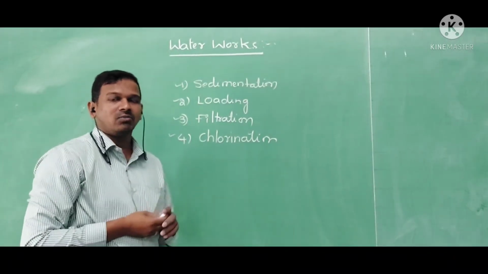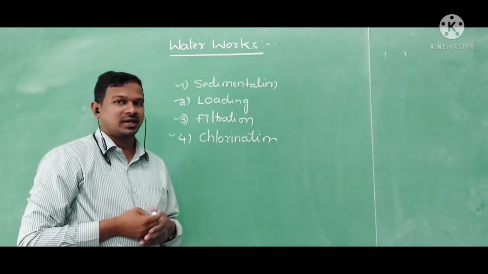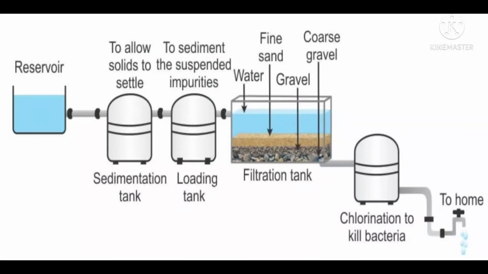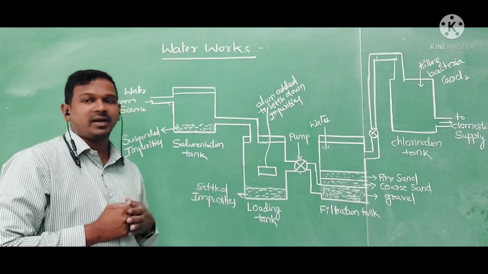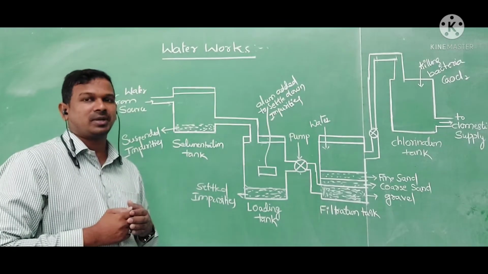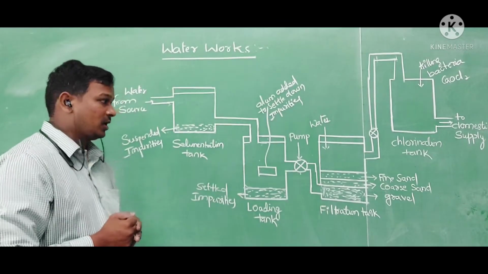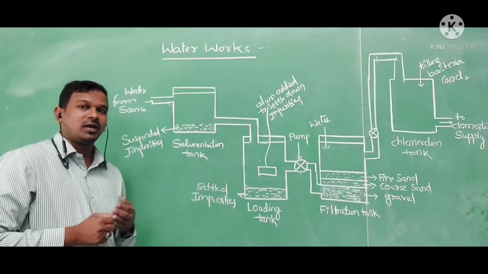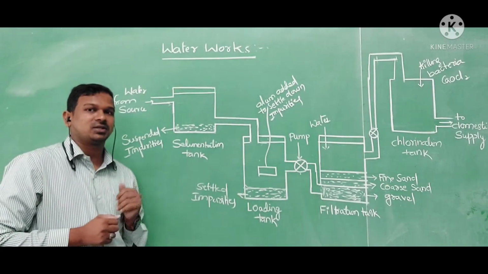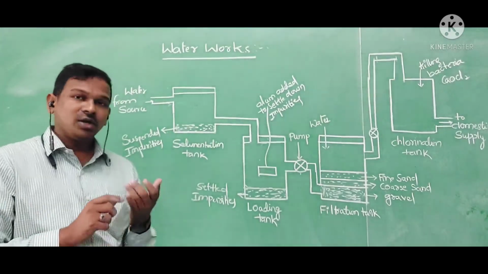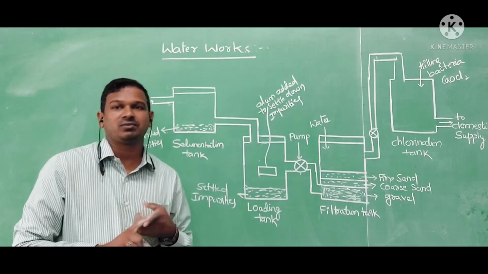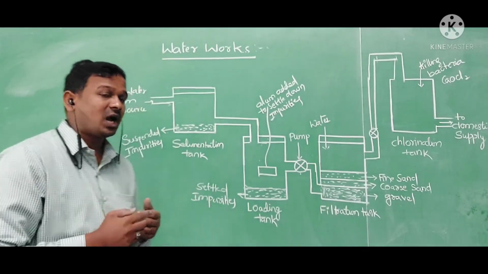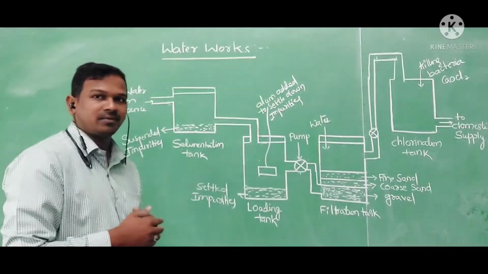With the help of one diagram, let's see how the process works. Here, this is a working model of the waterworks process. In this waterworks, we apply many methods to separate the impurities from the water. As we discussed just now, in order to separate the impurities from the water, we do sedimentation, loading, filtration, and at the last, the chlorination process. So let's see how these techniques are applied here.